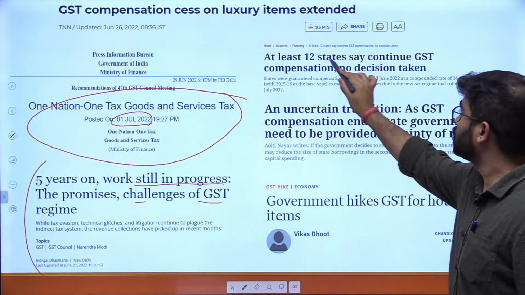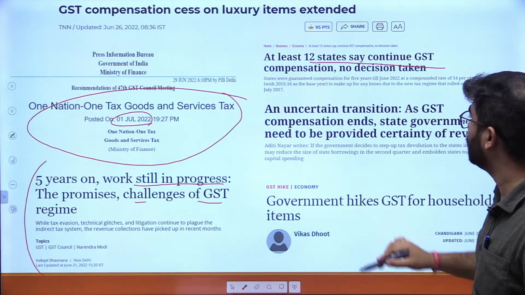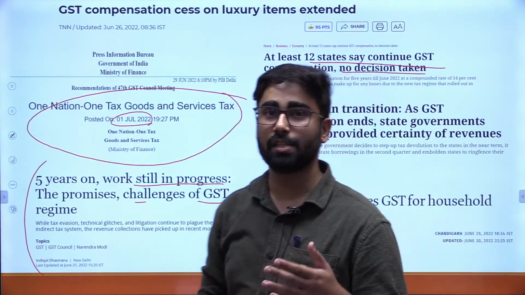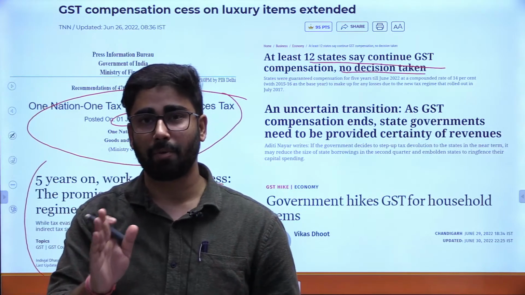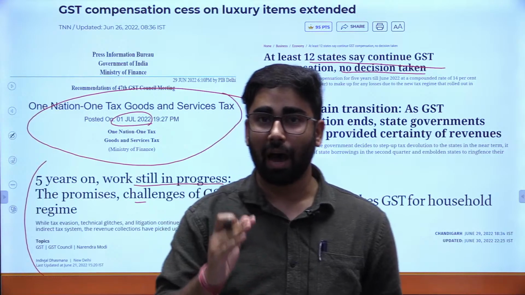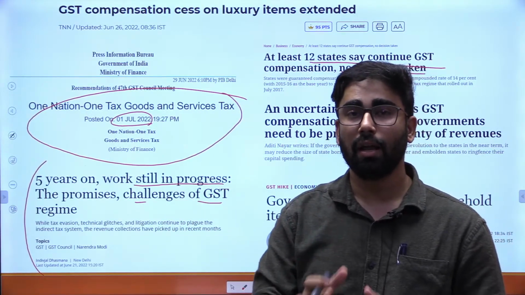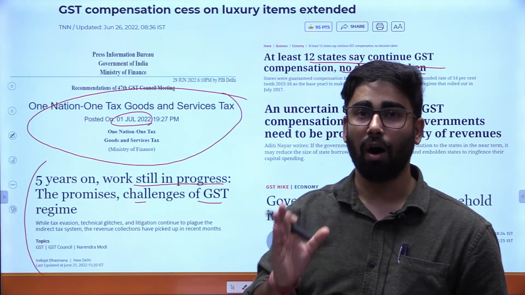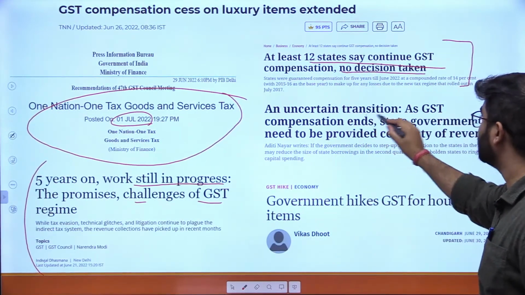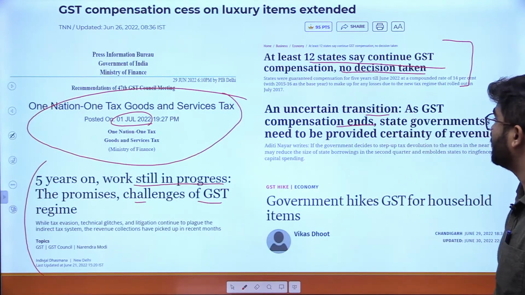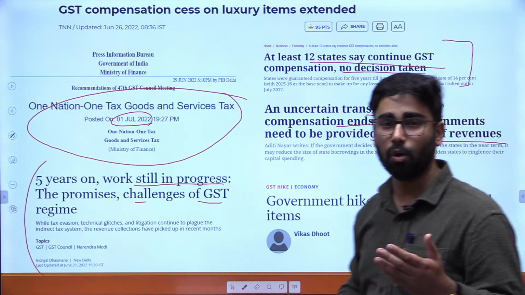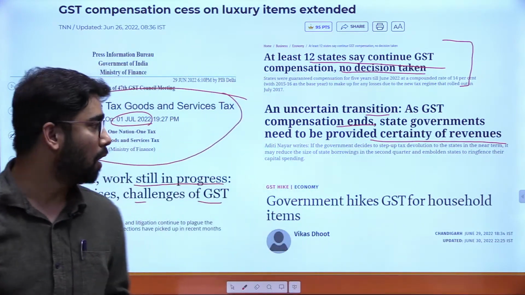And then at least 12 states say continue GST compensation, no decision taken. See, the GST compensation was promised for 5 years after the inception of GST regime. But 5 years have ended now. Now the states are asking for continuing the compensation of GST. Okay, so उससे related भी news है. An uncertain transition. As GST compensation ends, state governments need to be provided certainty of revenues. Same thing, same news. Government hikes GST for household items.